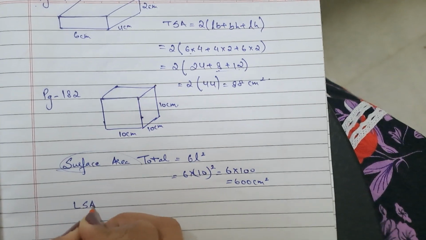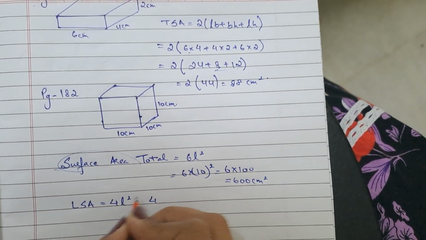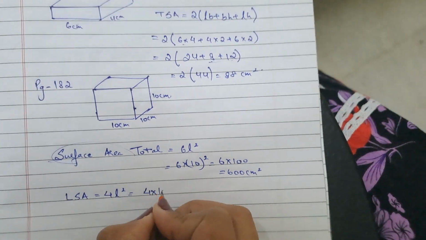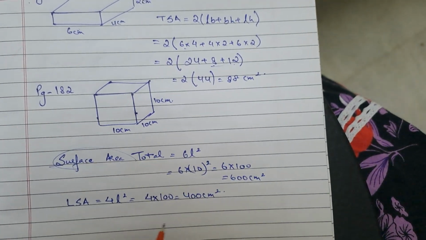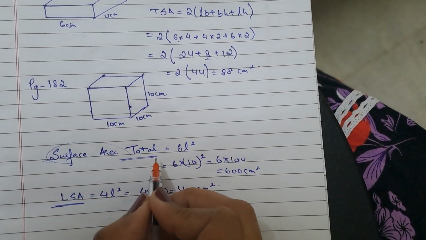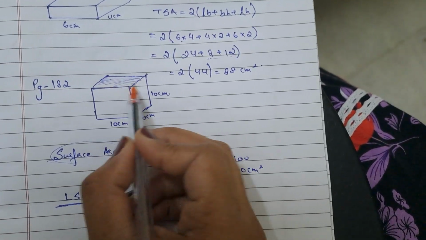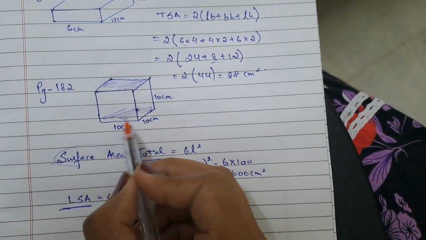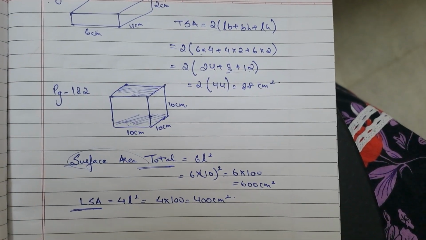For the LSA, the formula is 4L square. So that is 4L square, L square is just 100. We got 4 into 100, that becomes 400 centimeter square is what we understand, and we understood LSA value is going to be lesser when compared to your TSA value. Why? Because we are removing from the TSA, we are subtracting the top and the base, so LSA is always going to be a smaller value.